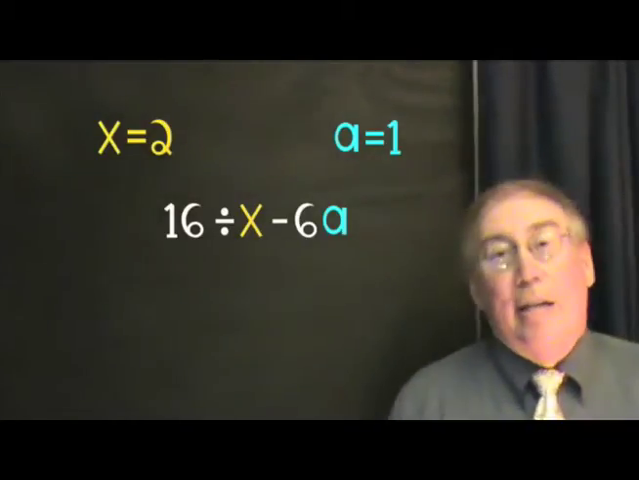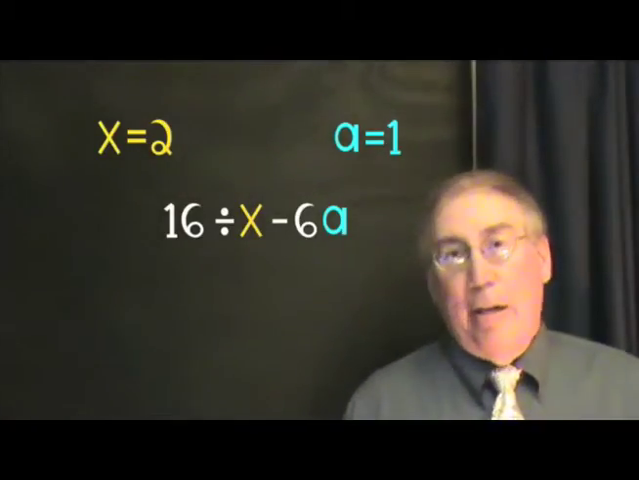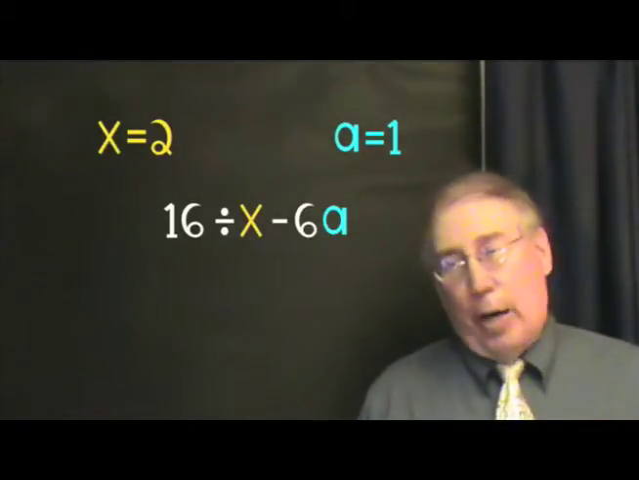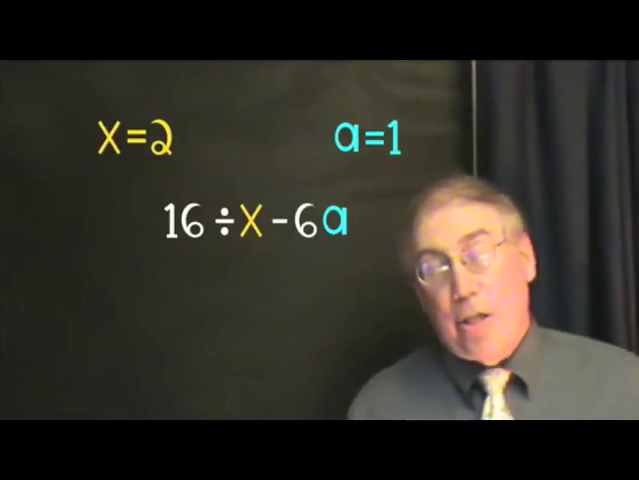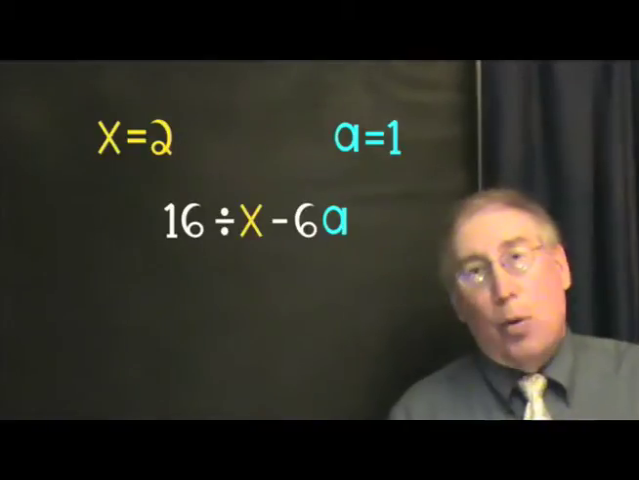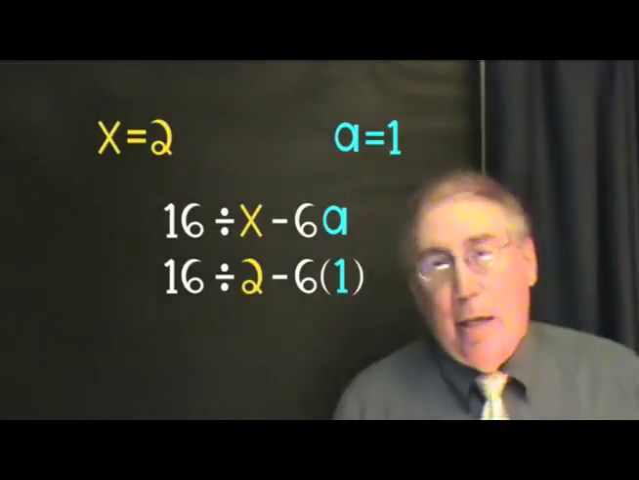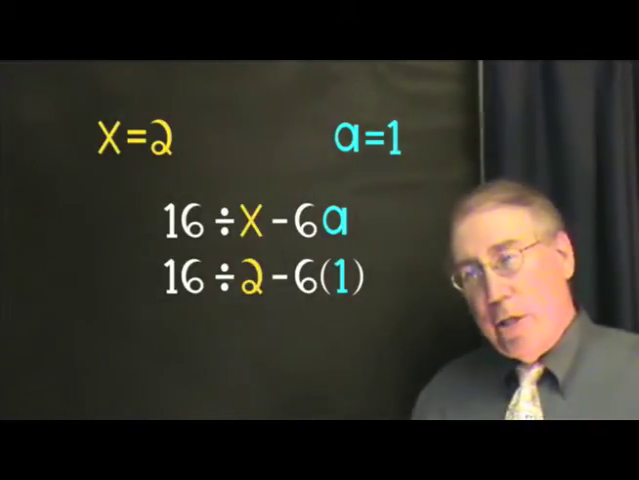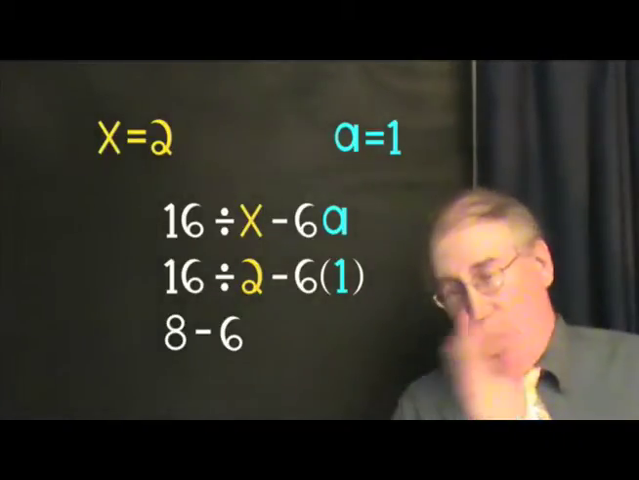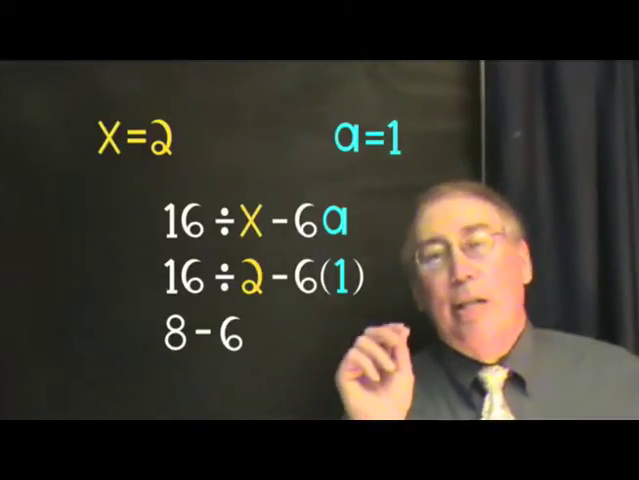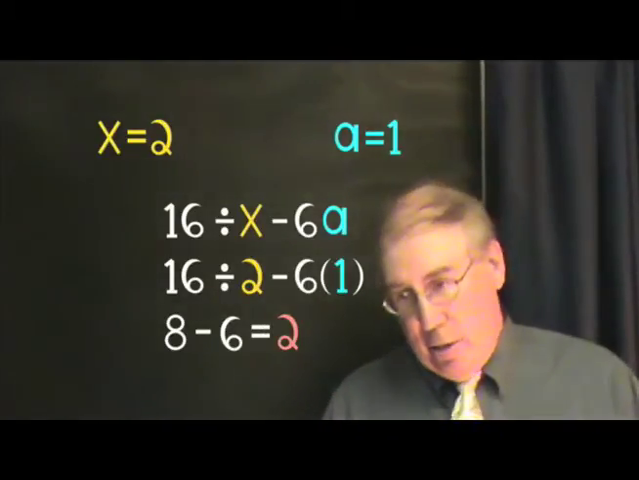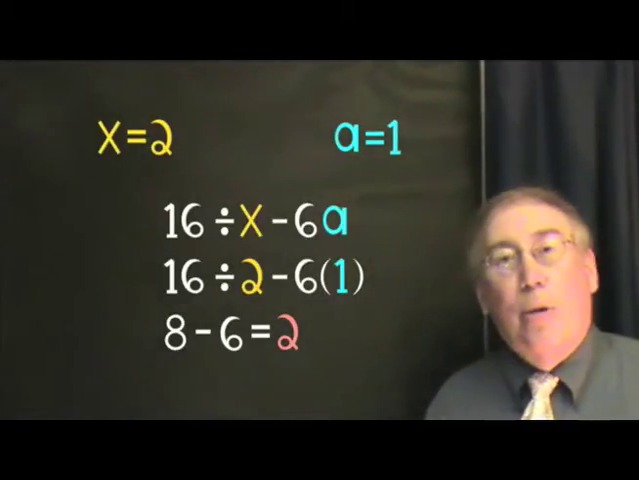Thank you, Professor. Now I'll do 2 more problems here, similar to what he was doing. Now here we have 16 divided by x minus 6a. Now let's put a 2 in for x and a 1 in for a. Now we get 16 divided by 2 minus 6 times 1. Now don't forget the order of operations that we learned in our last lesson. So we need to divide 2 into 16 first. That'll give us 8, and then we'll subtract the 6, and so we'll get 2.